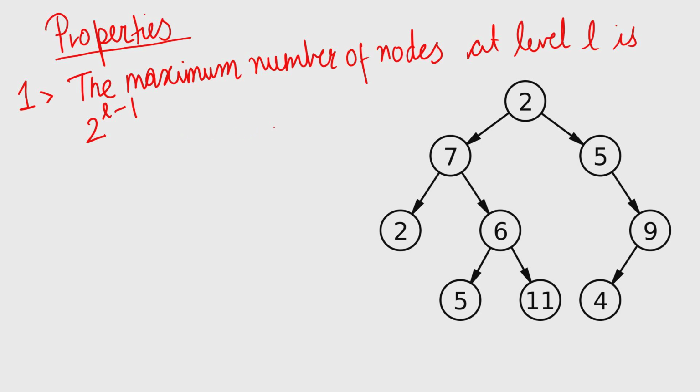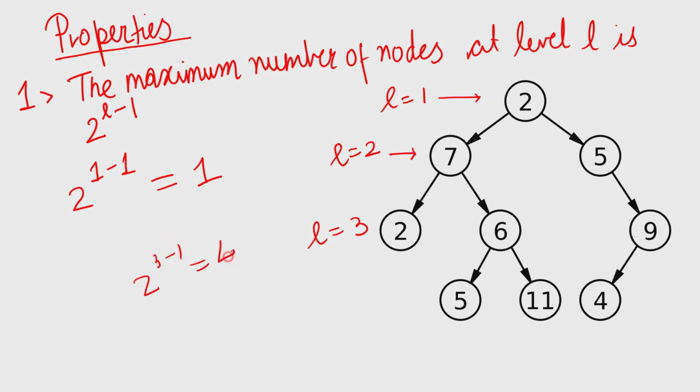So what does it mean? If you are at level L, assuming the level of root is 1 here, how many nodes can you have here? At max you can have 2 to the power 1 minus 1, which is equal to 1. So you can have at max only one node here, and if I talk about this level, L is equal to 2, you can have at max 2 nodes, and here L is equal to 3. You can have at max 2 to the power 3 minus 1, which is equal to 4. Here we have 3, but we can have at most 4. So we have 1, 2, 3 at this level. So this is level 3.